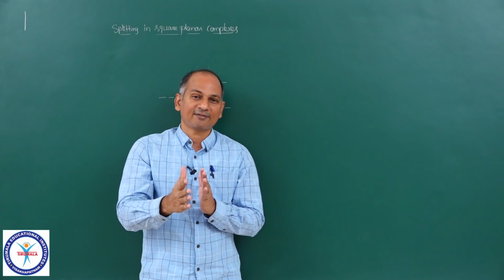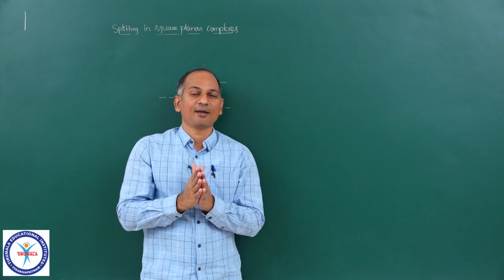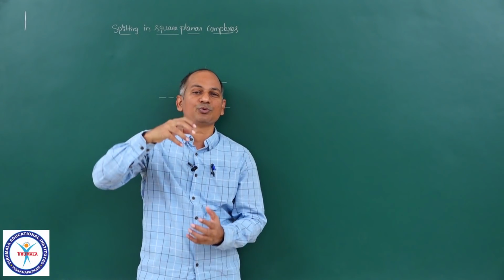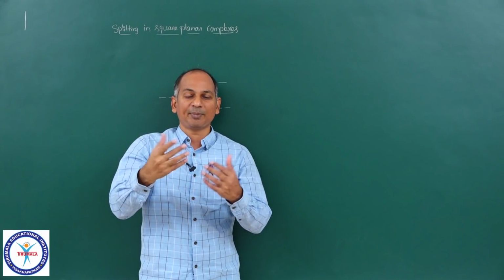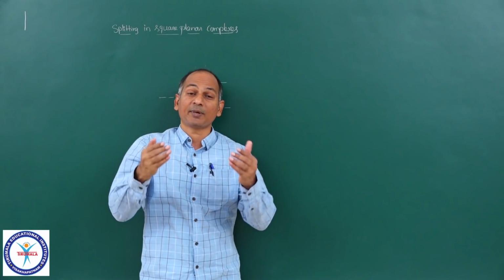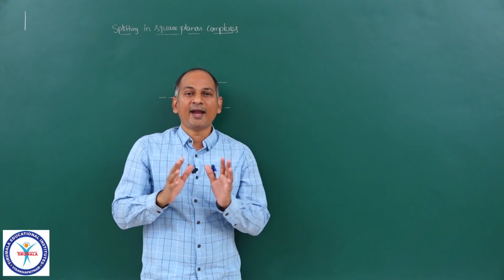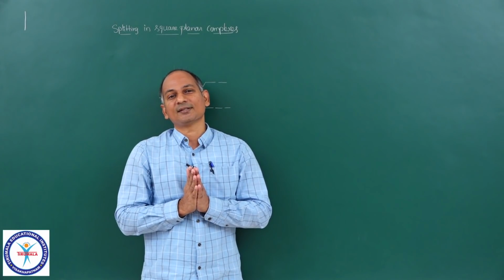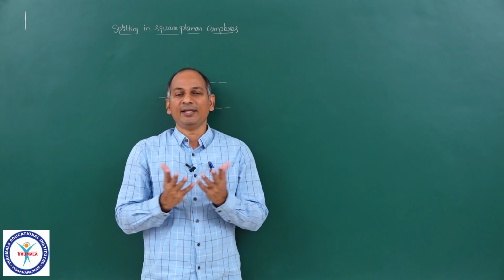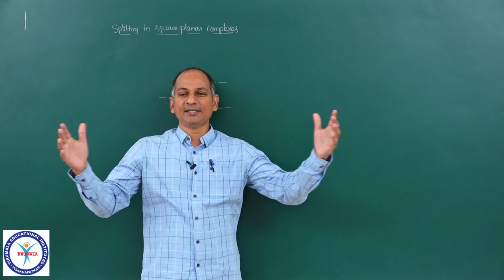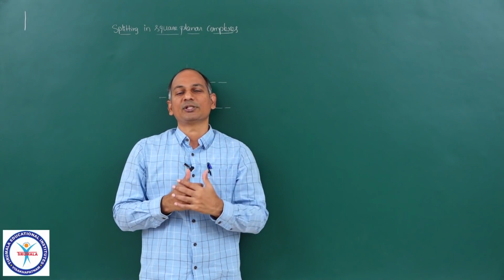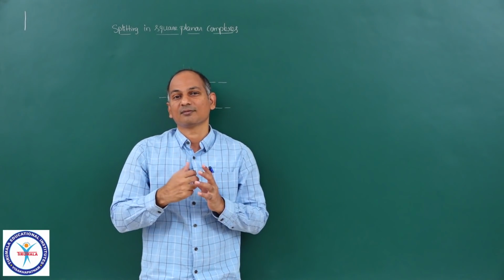Obviously the dz square is stabilized, because ligands are moving away from these two lobes and repulsions will be lesser. The repulsions will decrease. And which orbital is destabilized? dx square y square, because these four orbitals are moving towards each other, moving closer.